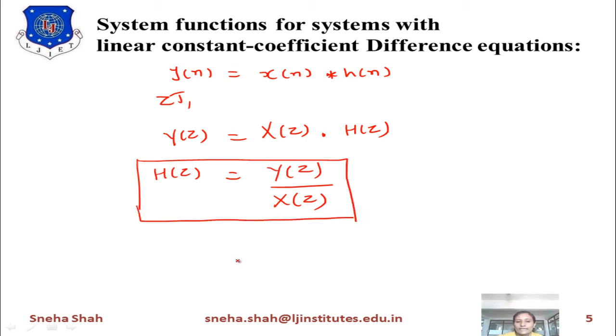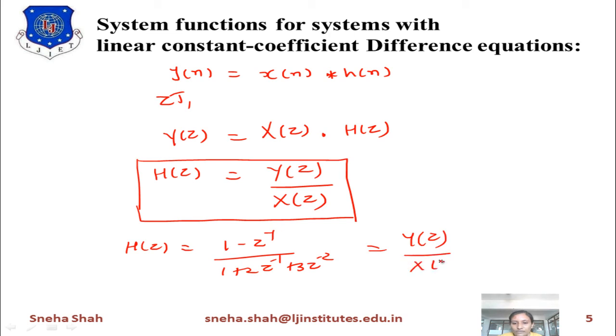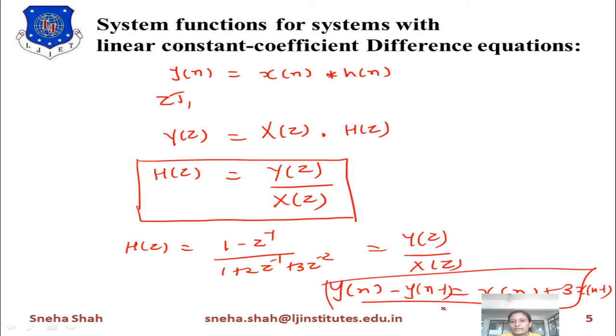Now suppose for an example you are given H of z equals 1 minus z inverse upon 1 plus 2z inverse plus 3z raised to minus 2. This will be equated to Y of z upon X of z, cross multiply, and then take the inverse z transform to derive the equation in terms of y of n and x of n. Suppose it comes out as y of n minus 3 minus y of n minus 1 plus 3, x of n equals x of n plus 3 x of n minus 1. This way we can derive the final difference equation.